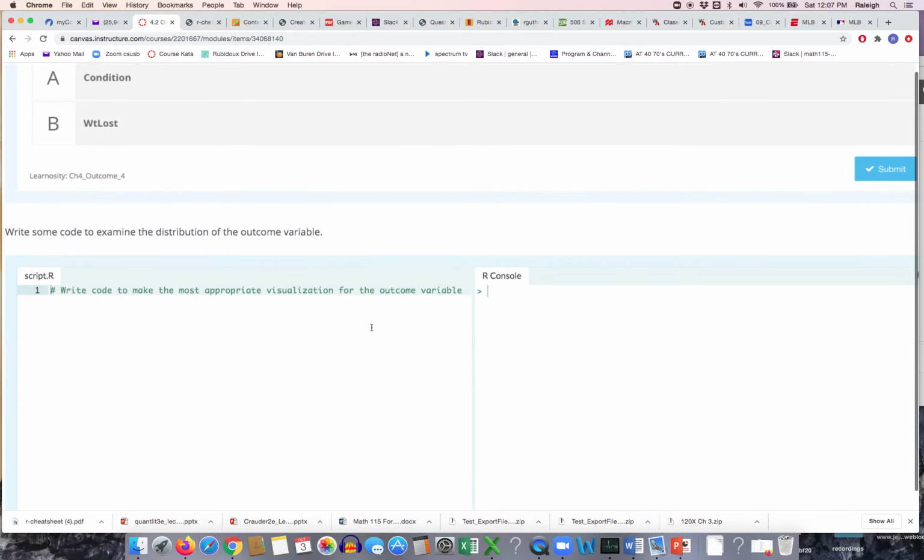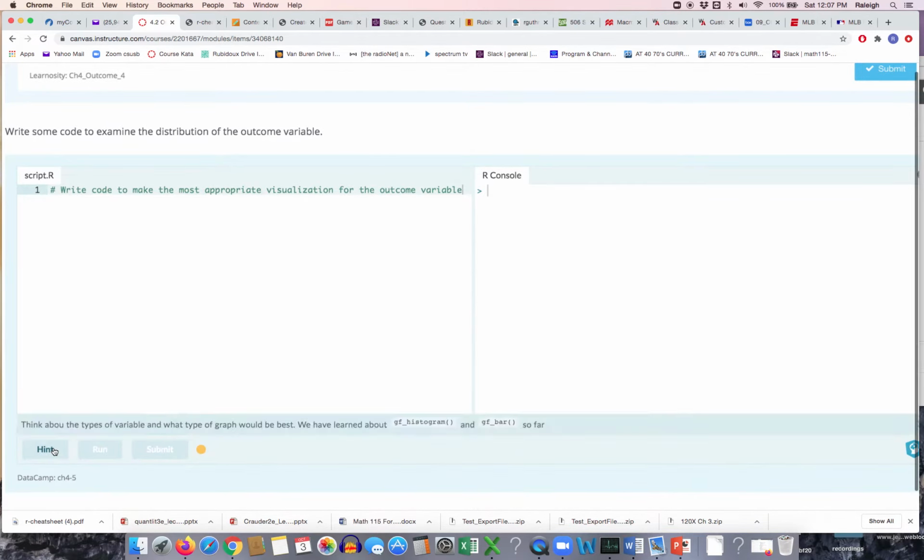So they'd like us to write some code. We have a couple of R's to do here, so let's see if we can figure that out. One could actually check the hint if you'd like, never a problem. Think about the types of variable, what type of graph would be best. We've learned about GF histogram, GF bar. Looks like GF bar might be the best way to go, so I'm going to go back in here and type in GF underscore bar, and then go to the parentheses, and I'm going to type in tilde weight lost. That is an actual variable. I'm going to put comma, and then we're going to talk about data from Mindset Matters.